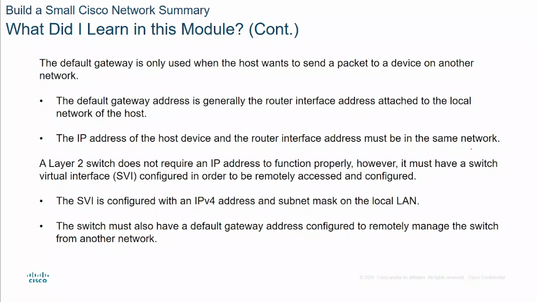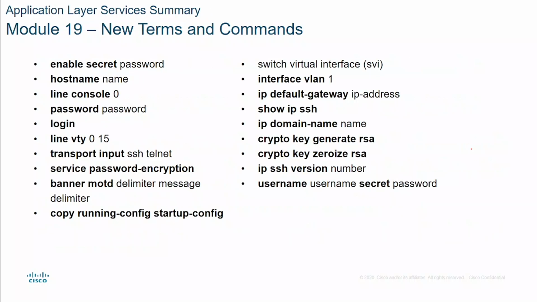But if you want to access that switch virtually, or over the network, you have to set up the switch virtual interface, the SVI. The SVI is configured with an IP address and a subnet mask on that particular local area network. The switch must also have the default gateway address configured so you can remotely manage the switch from another network. So these are some keywords and some commands that you should have in mind.